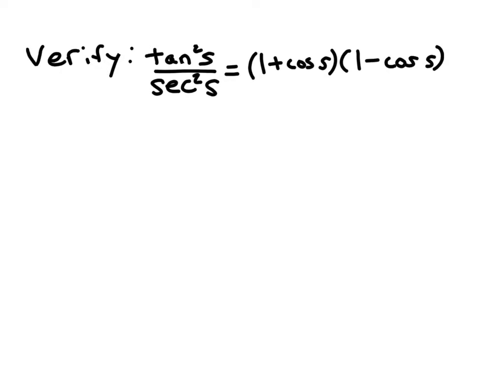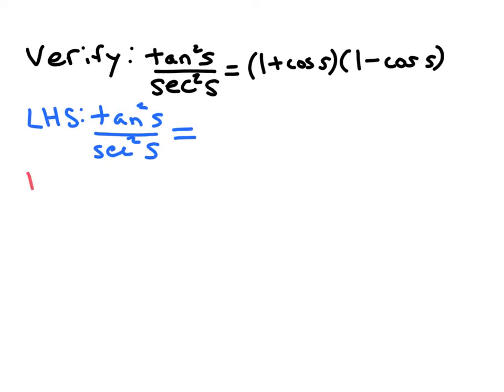I would go for the one that's not in terms of sine and cosine, because there are some obvious steps to take usually with those sides. So I would start with the left-hand side. So we see tangent squared s over secant squared s. And I would rewrite that in terms of sine and cosine.